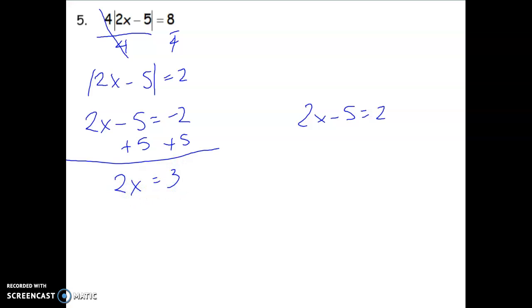Negative 2 plus 5 equals 3, and I'm going to divide by 2. 2 does not go into 3 evenly, so I'm just going to leave my answer as 3/2. You'll have to see what Delta Math requires of you.